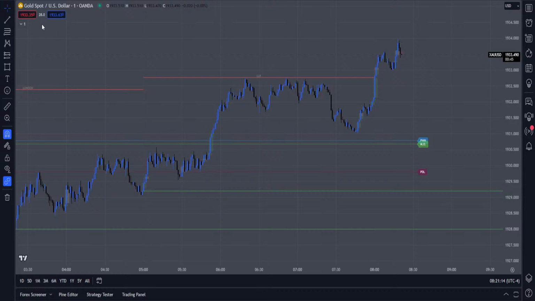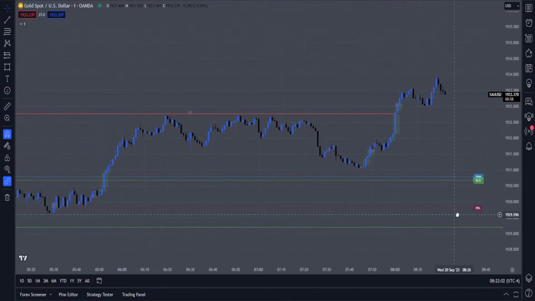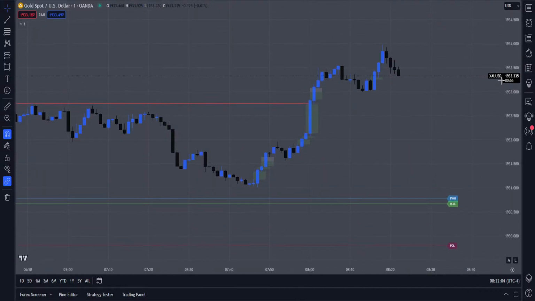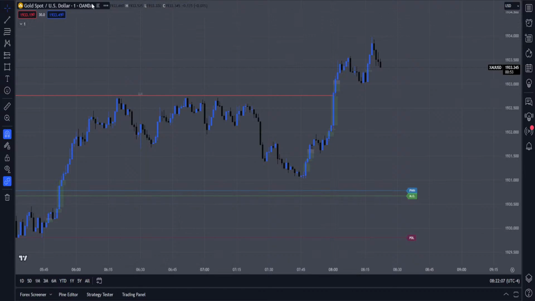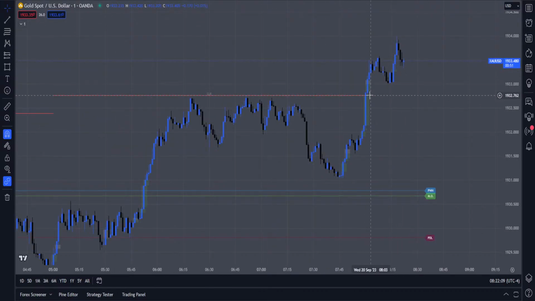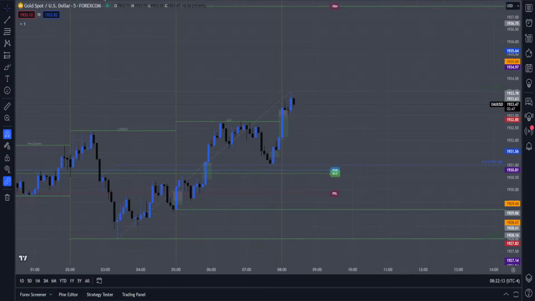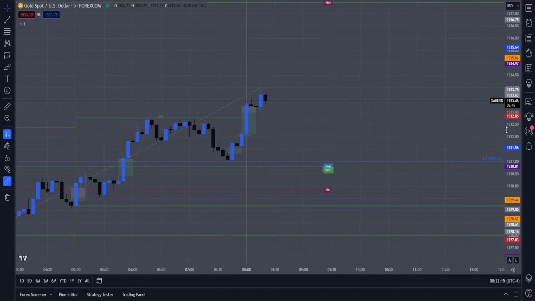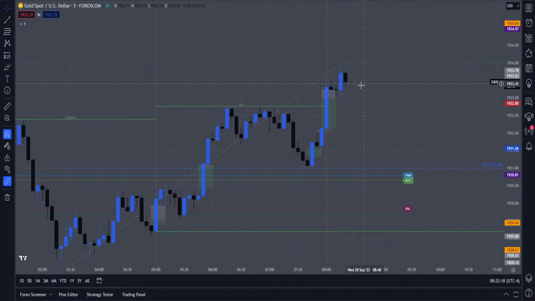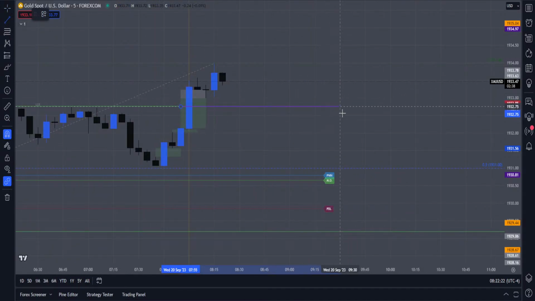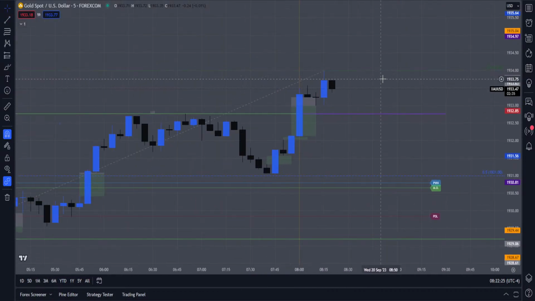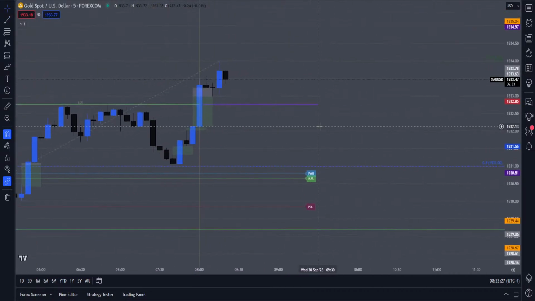I'll just go back to gold. Now, if this does close below here on a 5-minute chart, I will possibly be looking to take this trade. It has to close below this level though. Let me go ahead and zoom in and show you guys. Okay, right there. So once price closes below this level, I will take this trade.